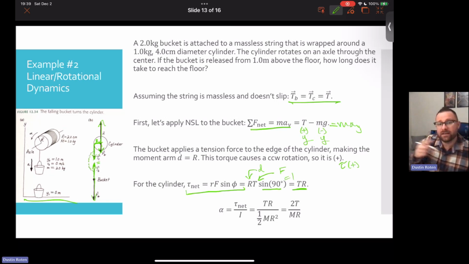Okay, well, we can plug that into our calculation for acceleration, right? We want the acceleration so we can get the amount of time it takes for this bucket to drop. Well, the torque, like we just calculated, is just the tension times the radius. The moment of inertia for a cylinder as it rotates about an axis through its center, from the chart that we're going to use a lot, is just 1/2 m r squared. Now we can do some simplification, and it turns out the acceleration is just 2T over m r.